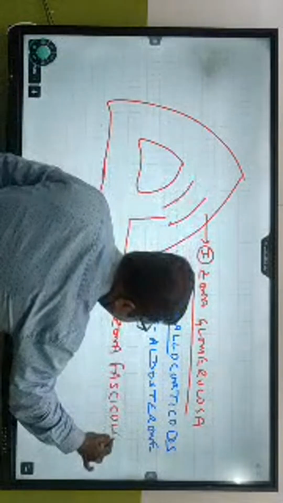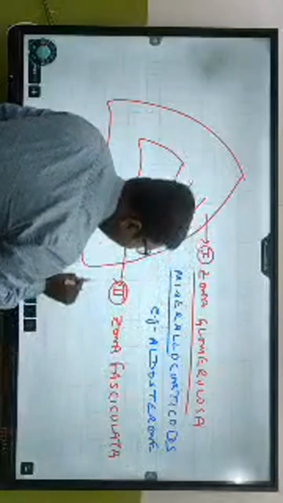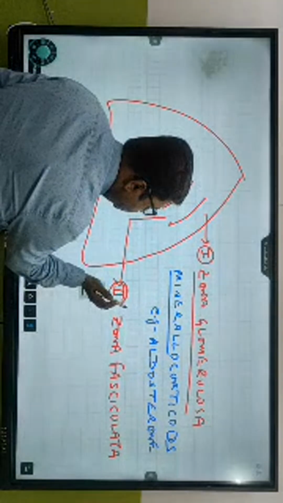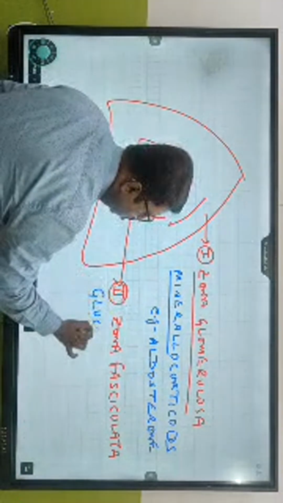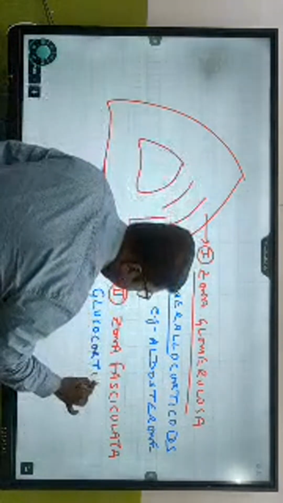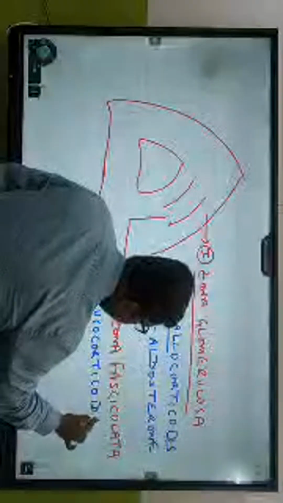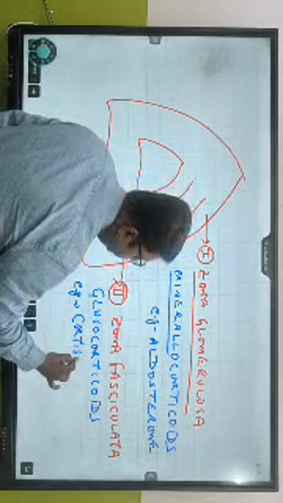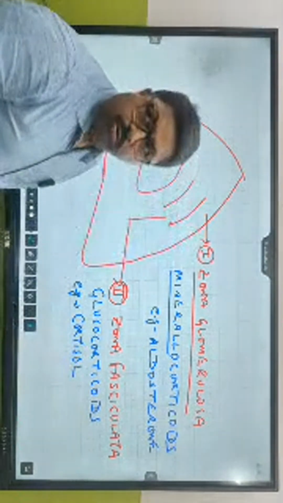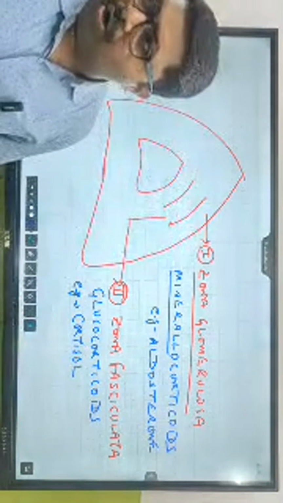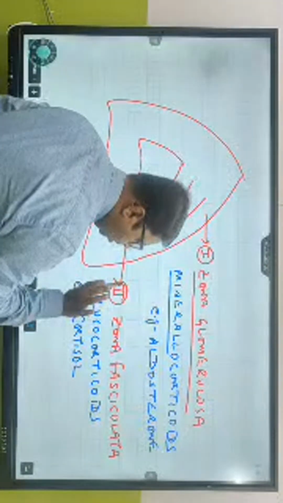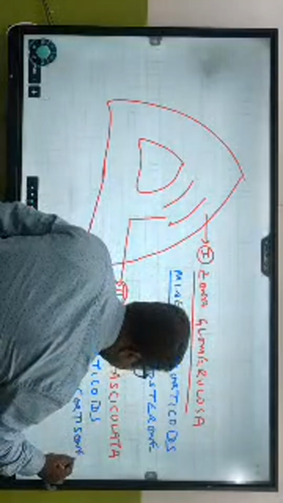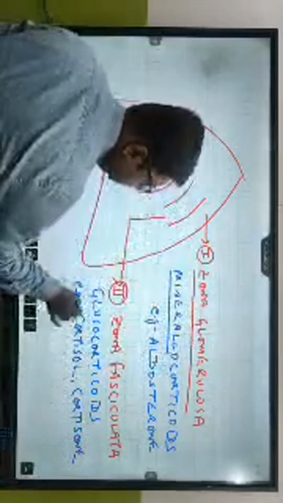fasciculata. Zona fasciculata. And what kind of hormones is being secreted from here? The hormones are glucocorticoids. And the example of that is cortisol, which is also called as stress hormone. Cortisol is also called as stress hormone. It's not an emergency hormone. And cortisone. This is the second one.